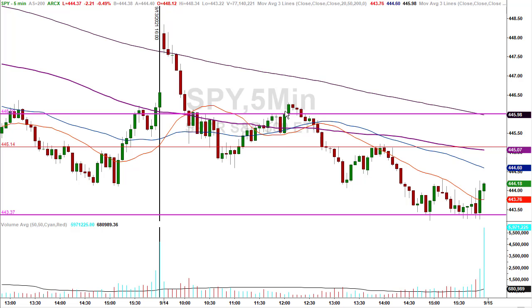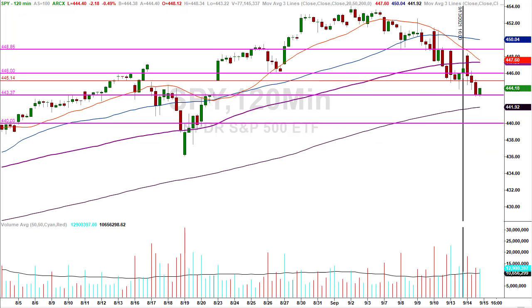They went back and forth. They got back above 446 later, but then they gave up the ghost anyway. 445 became the pivot once they got below it, once they closed below it.